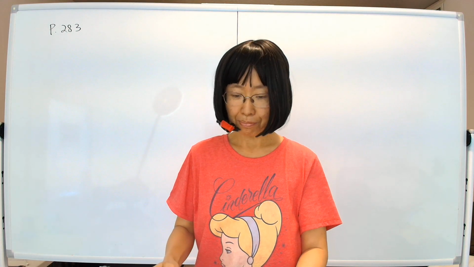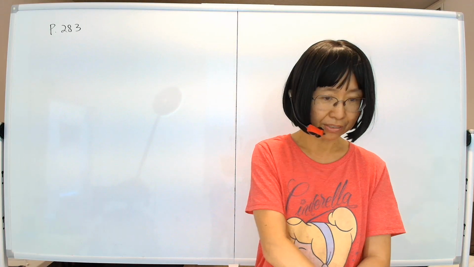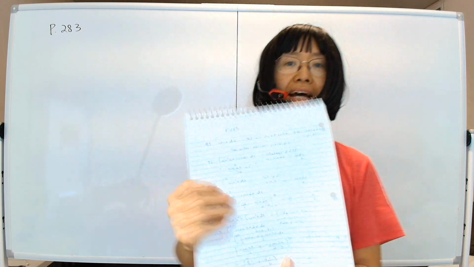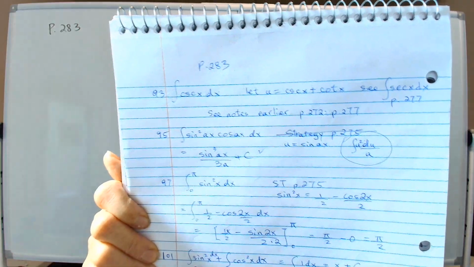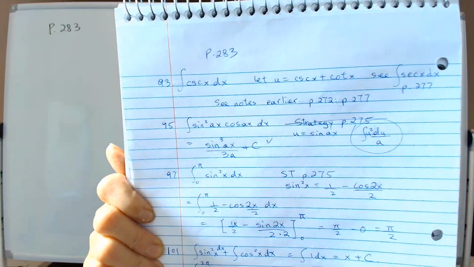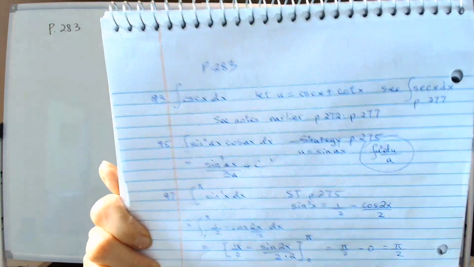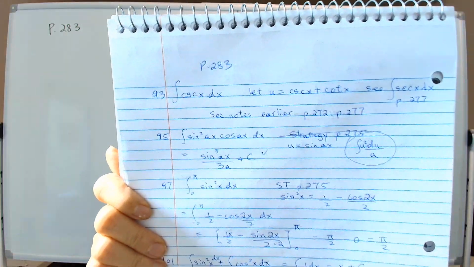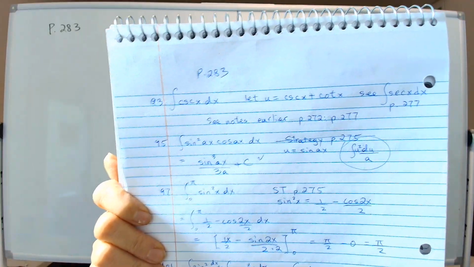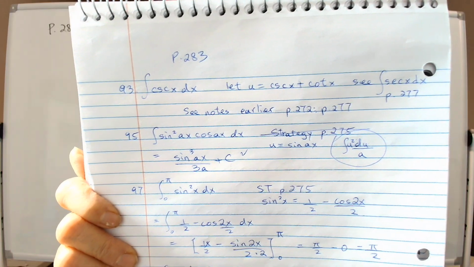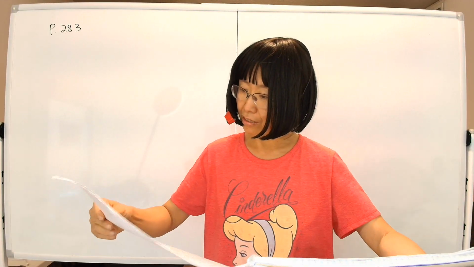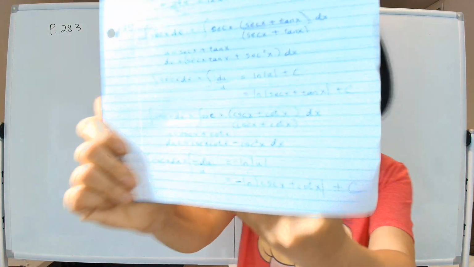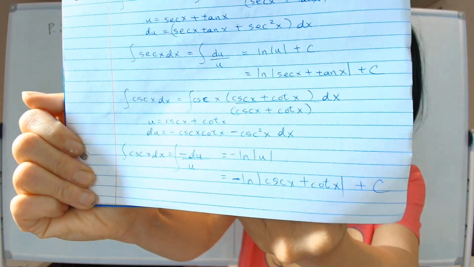Next, we'll look at problem 93, the integral of cosecant x. Now, the integral of cosecant x is not that simple to do. However, we already did it a little bit earlier, and I mentioned it when we were talking about the integral of secant on page 277. And the trick to doing it is let u equal cosecant x plus cotangent x, and then you multiply 2 of them. Now, let me show you my notes again. We already talked about this, but I will show it again in case you don't remember it.